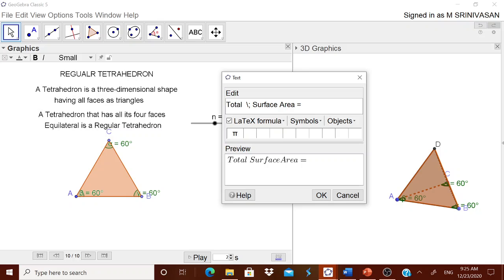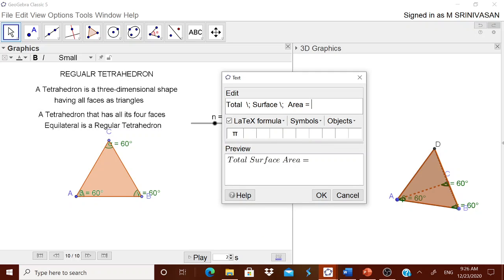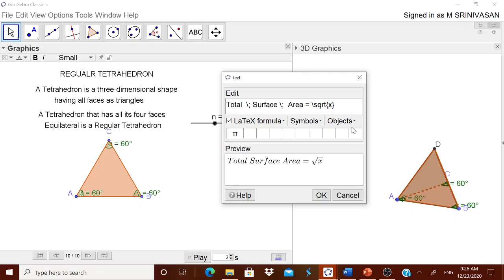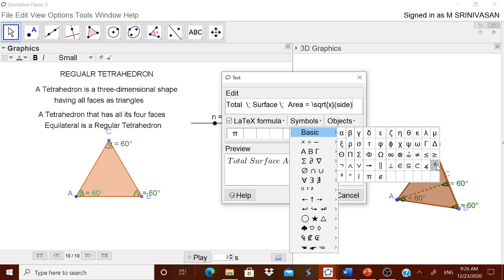You have to give the space. Then you have to give the space. There won't be any space between the letters, between the words. You should be careful. Okay, total surface area is √3 latex formula. Here root. Okay, then side square. Therefore side, then you can go to this symbol and here you can go for square.